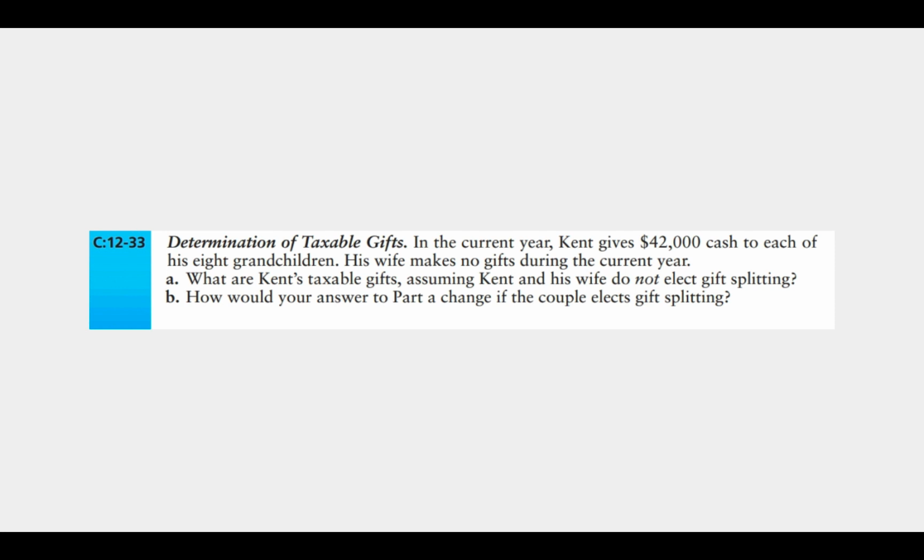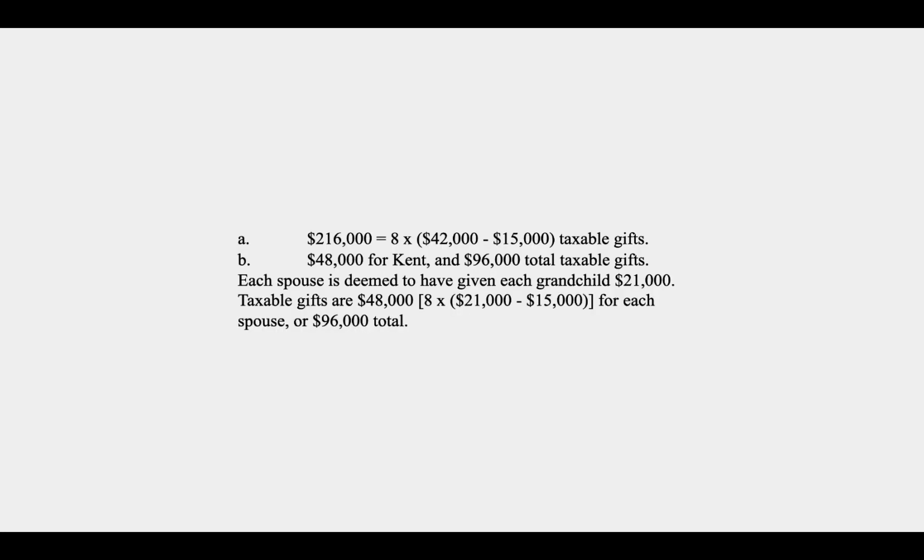Well, if the couple elects gift splitting, we act as though Kent gave $21,000 cash to each of his 8 grandchildren, and his wife gave $21,000 cash to each of his 8 grandchildren, and each of them gets a $15,000 annual exclusion for each person.